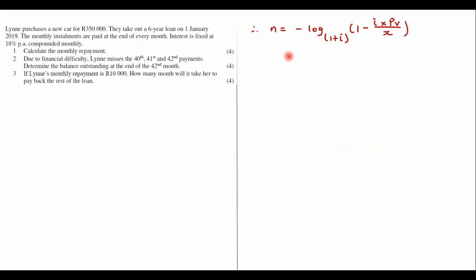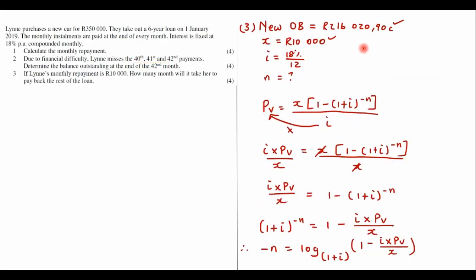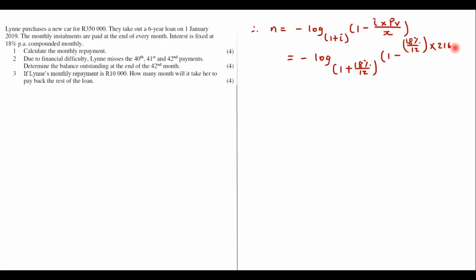All right, so now let's go ahead and substitute the values and see what we get. So we have 1 plus 18% over 12, and then we have 1 minus 18% over 12 times what's outstanding. What's outstanding is 216,020.90, over 10,000, like that. So now let's go ahead and press this into the calculator.